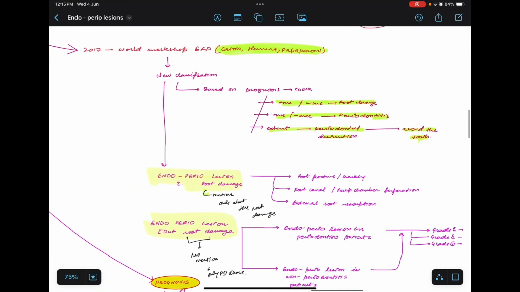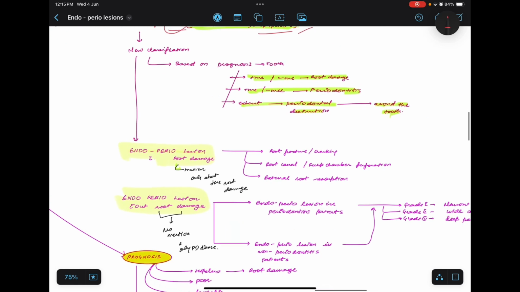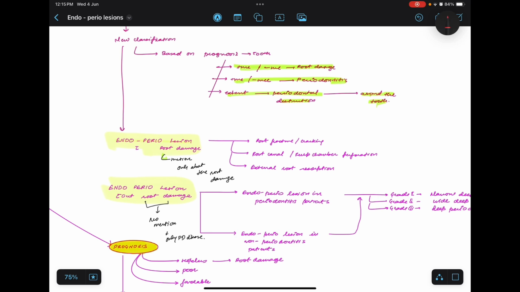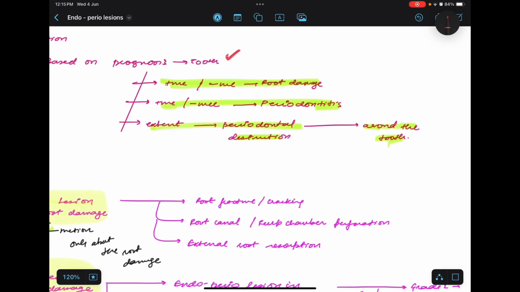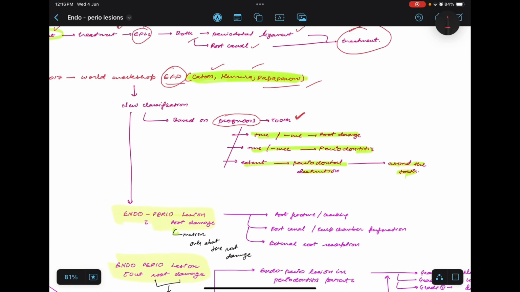Now moving on to the 2017 classification, which was given in the World Workshop by the European Federation of Periodontology by Caton, Herrera and Papapanou. You need to remember these names if you're a PG. Now, this new classification is based on the prognosis of the tooth. We all know what prognosis is: basically the possible progression taken by the disease. It could be good, bad, poor. That is another video. For now, you understand the basic meaning of prognosis. I take it for granted that you do.